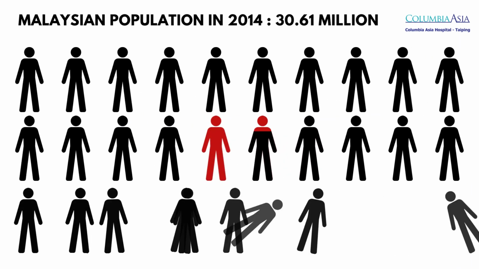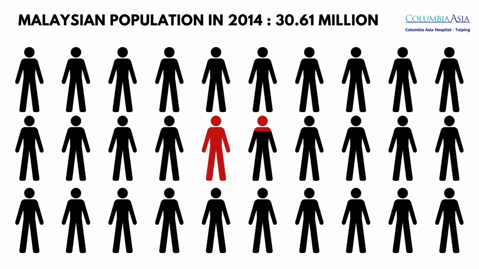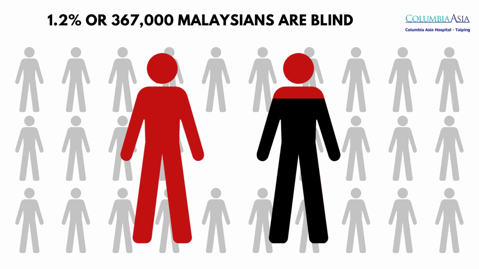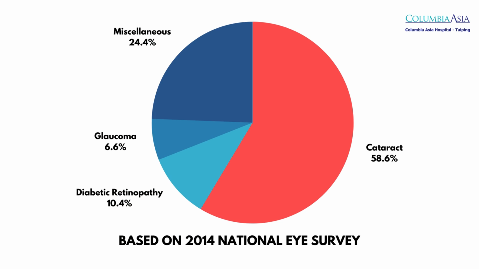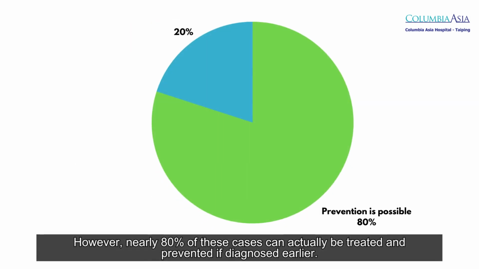The total population of Malaysia in 2014 was 30.61 million. The prevalence of blindness in Malaysia is 1.2%, which equals 367,000 individuals. Among the main causes are cataract 58.6%, diabetic retinopathy 10.4% and glaucoma 6.6%. However, nearly 80% of these cases can actually be treated and prevented if diagnosed earlier.